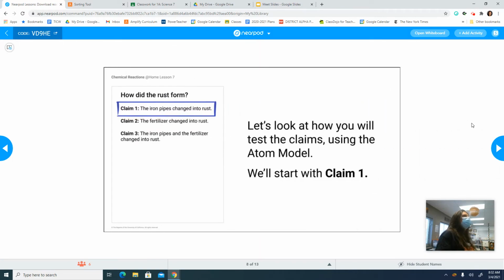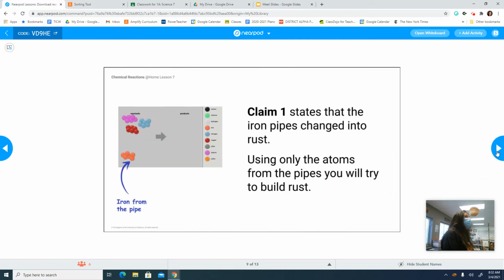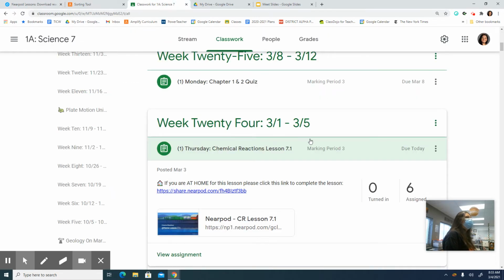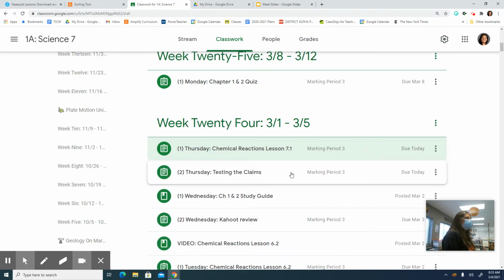So we're going to look at how you're going to test the claims using the atom model, and we're going to start with claim 1. Claim 1 states that the iron pipes changed into rust, which is the claim that most people believe is true. Using only the atoms from the pipes, you're going to try to build rust. So in order to work through this, we need to open up today's number 2. So Google Classroom, number 2.